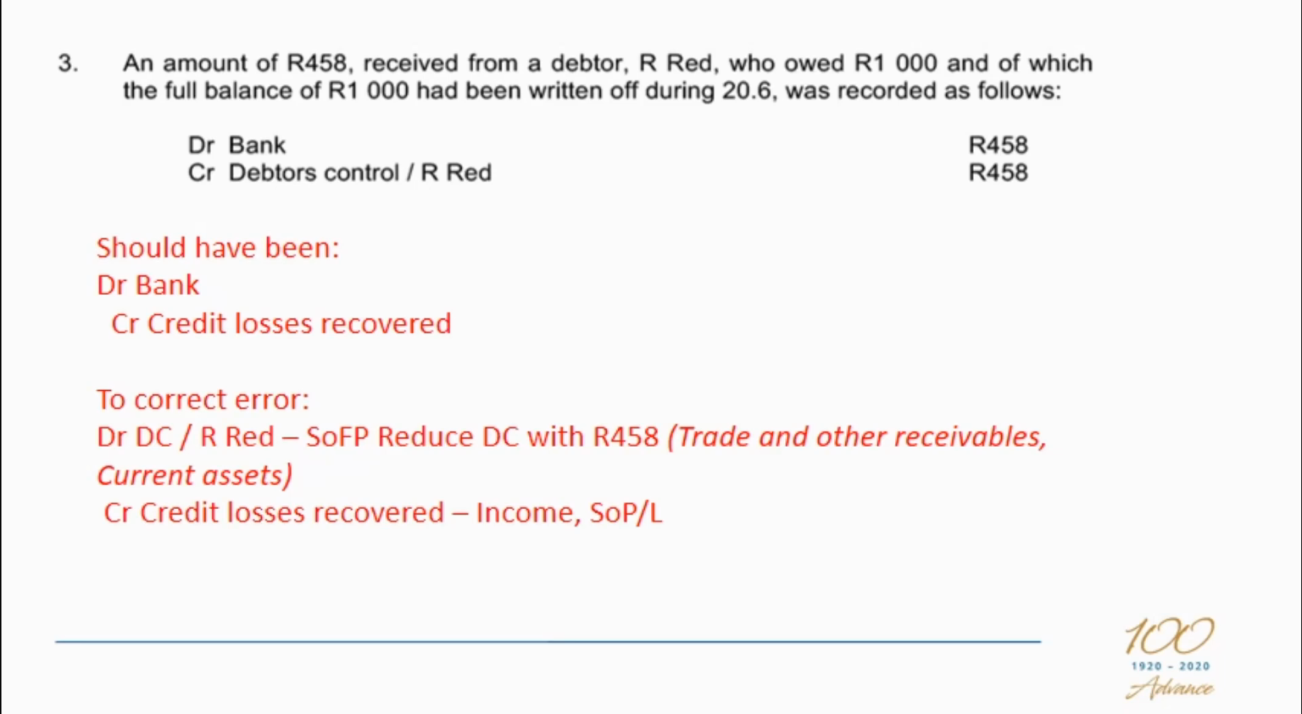We need to debit the erroneous entry, cancel the debtors control R Red, and therefore in our statement of financial position, our debtors control needs to be reduced. Debtors will form part of the trade and other receivables as part of current assets. And we need, in our statement of profit or loss, to recognize the 458 Rand as an income. Therefore, we credit losses recovered.